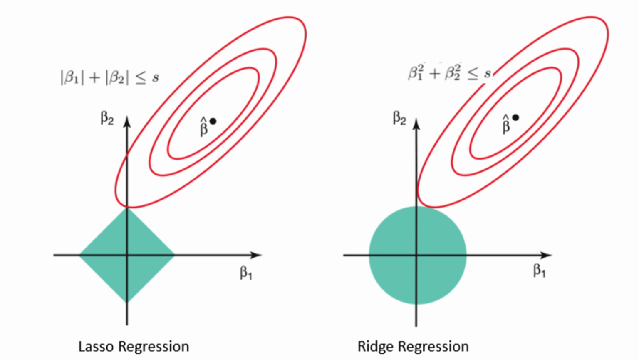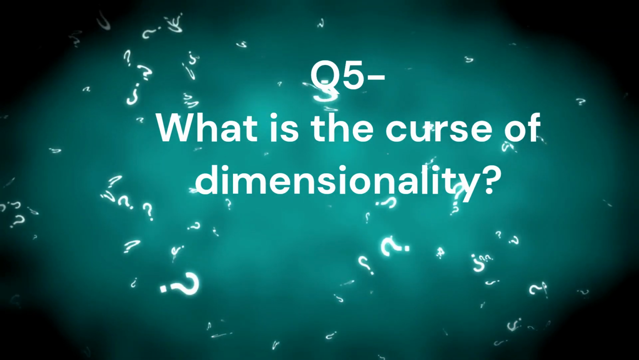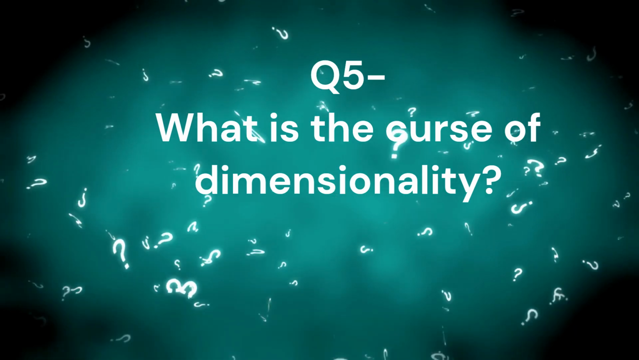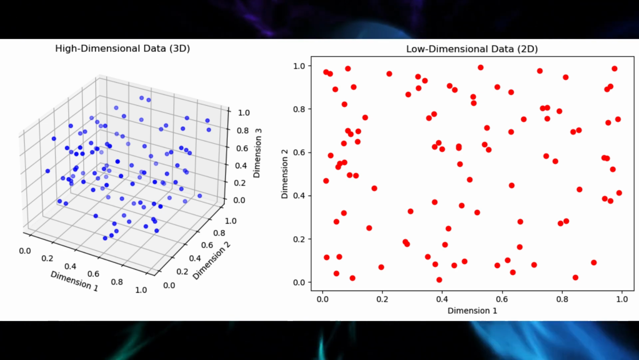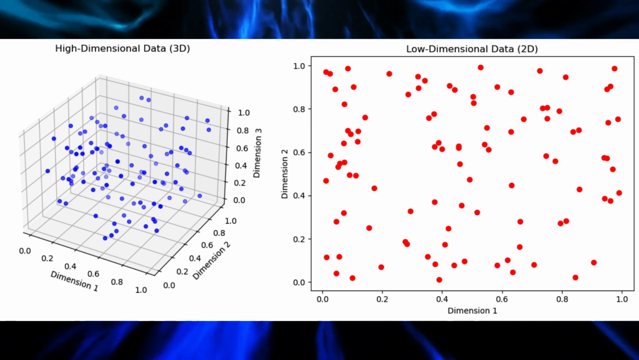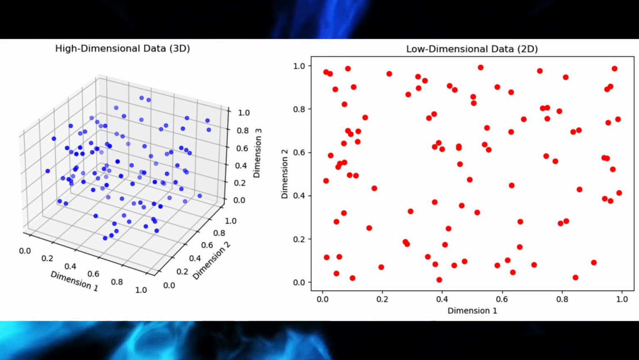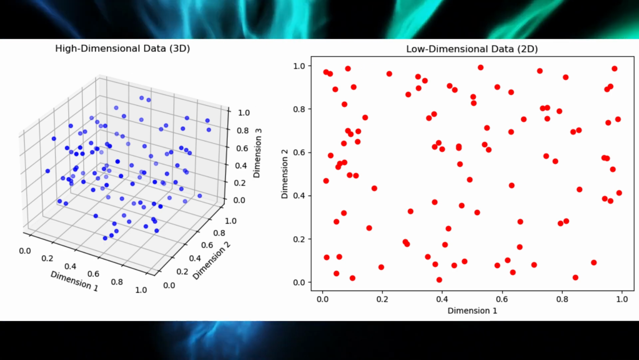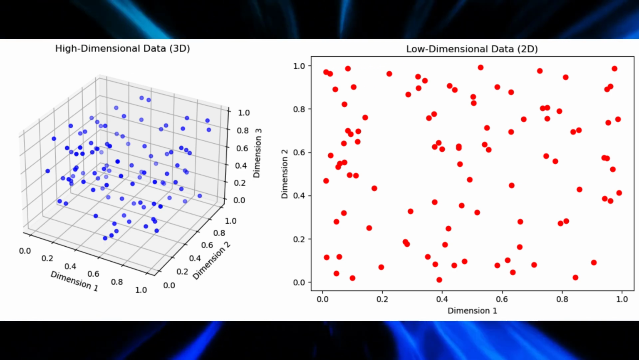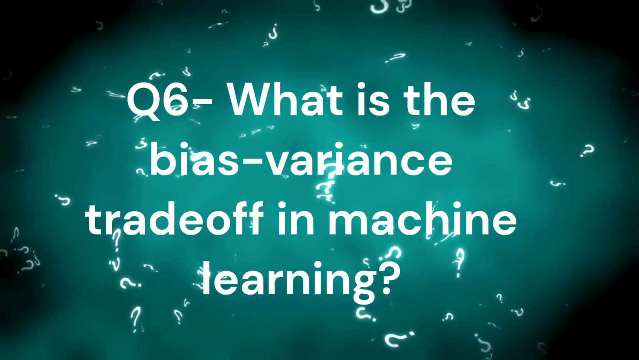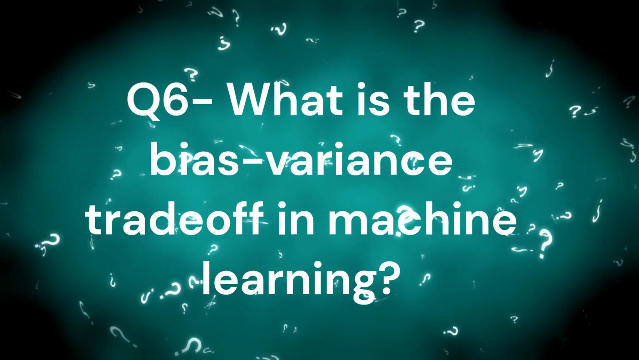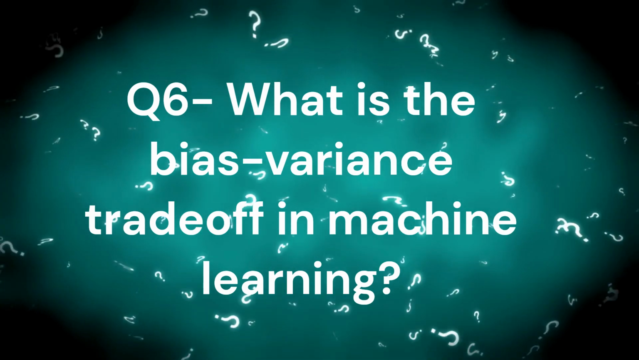What is the curse of dimensionality? The curse of dimensionality is like a challenge in data science that pops up when dealing with lots of features. As the number of features, like age, income, preferences, goes up, it gets trickier to find meaningful patterns in the data.